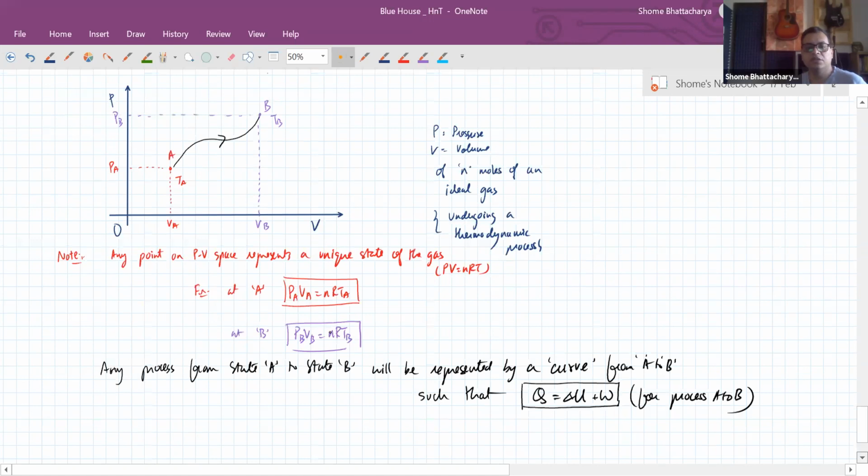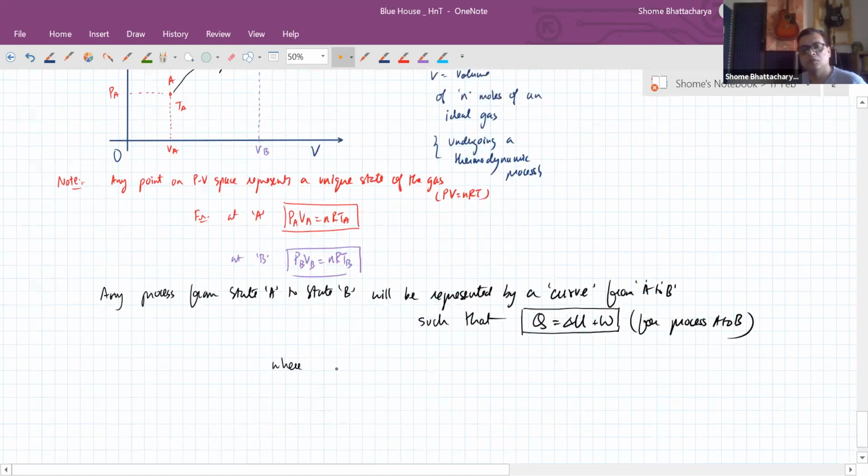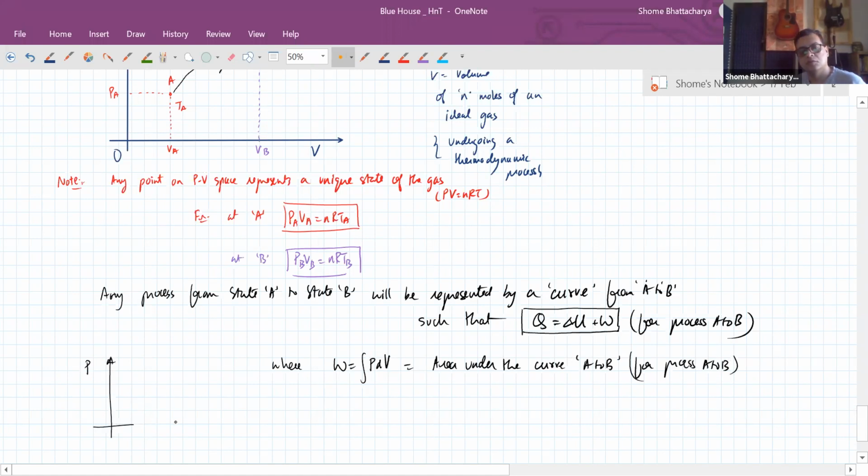Now, in terms of graph, you can understand that the work done by the gas is the integration of PdV. So in terms of graph, it becomes the area under the curve A to B for the process A to B. So for example, if A to B is represented by this kind of a curve like we've done in the above case, then the work done will be that area with a positive sign because you can see expansion is happening.